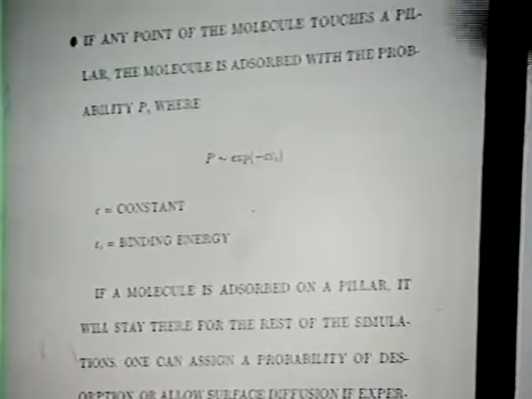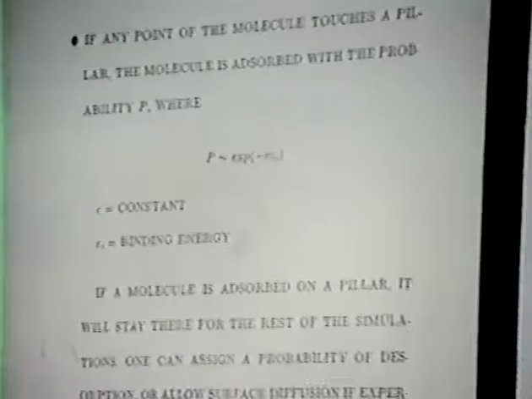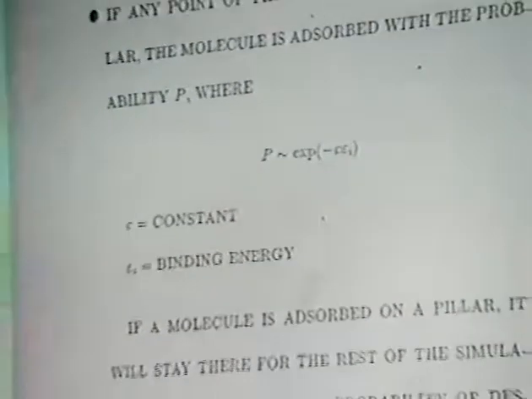Now, if the molecule hits the pillar, then we let it absorb on the pillar with a probability p, which is basically a Boltzmann factor, exponential of minus c epsilon_i, where c is a constant and epsilon_i is the binding energy between the molecule and the pillar. If the molecule is absorbed on the pillar, we let it just sit there, because there might be little desorption. However, if there is desorption, we can assign another probability from the physics of the problem, and let the molecule be released into the porous space again and then continue its motion. So once you have done that, you are basically home.